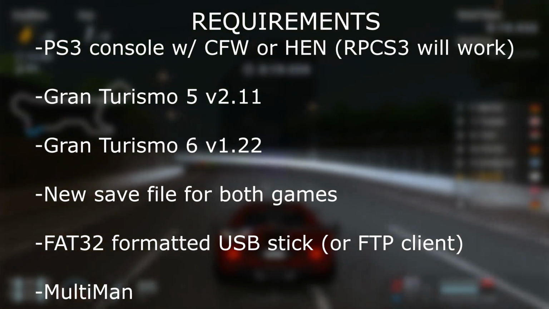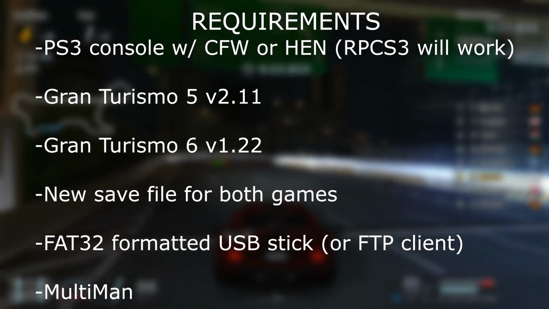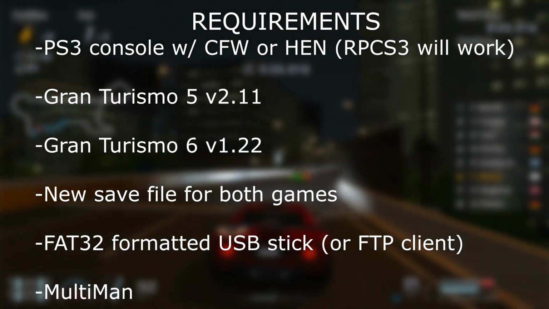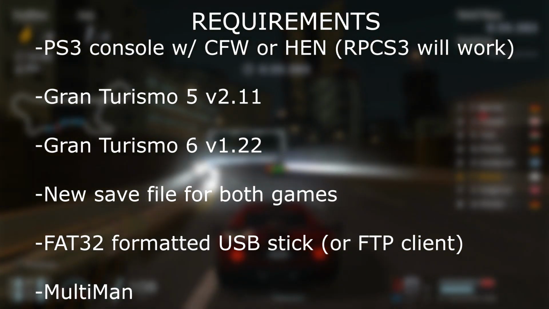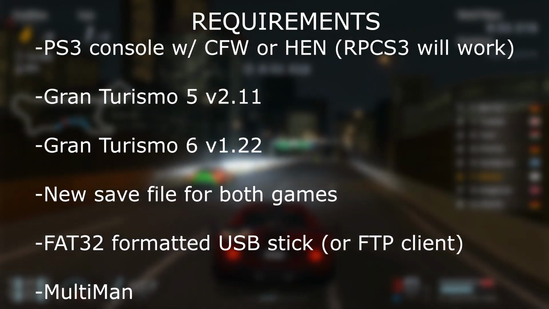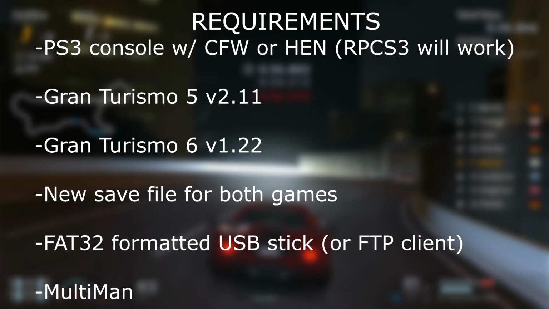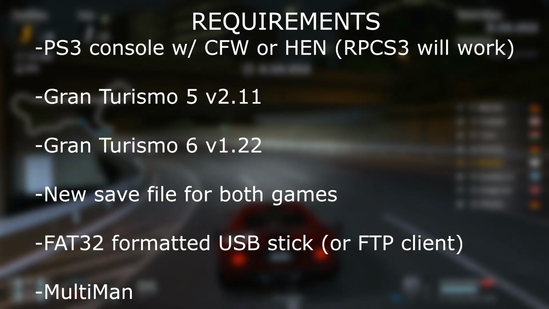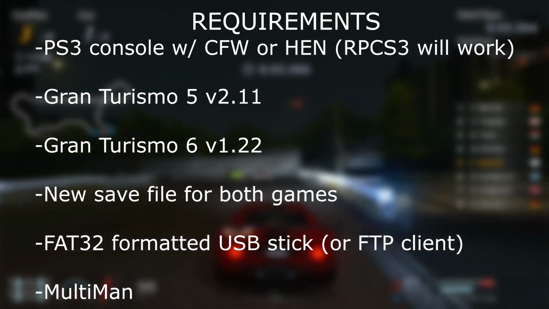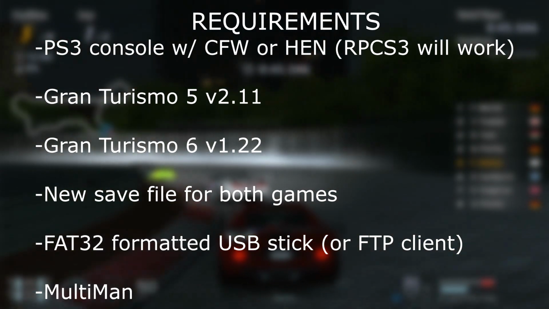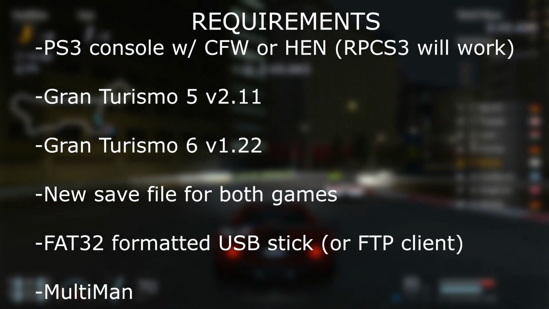You're going to need a PlayStation 3 console with either a custom firmware installed or is incompatible. RPCS3 will work. Gran Turismo 5 upgraded to version 2.11. Gran Turismo 6 upgraded to version 1.22, a new save file for both games, a FAT32 formatted USB stick, or an FTP client such as FileZilla or WinSCP, and you're going to need MULTIMAN installed. Now, without further ado, let's go ahead and get started.